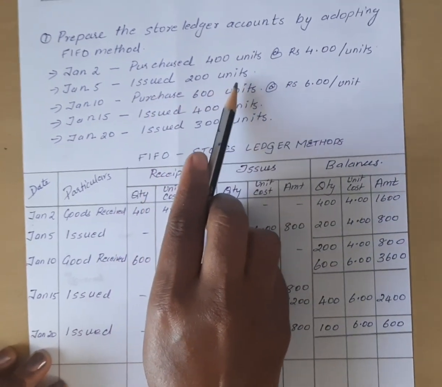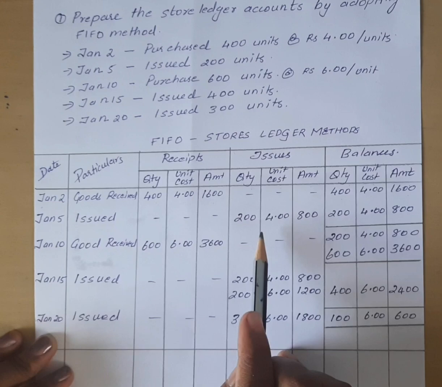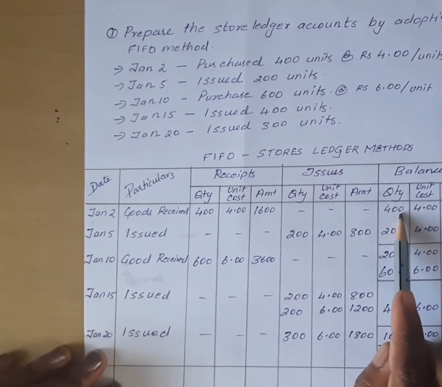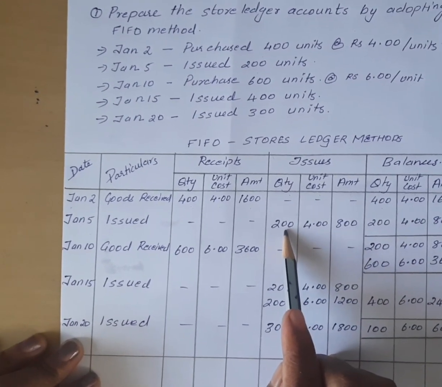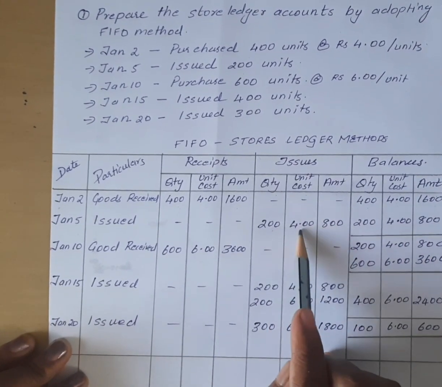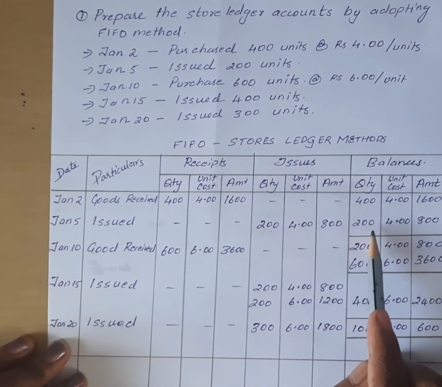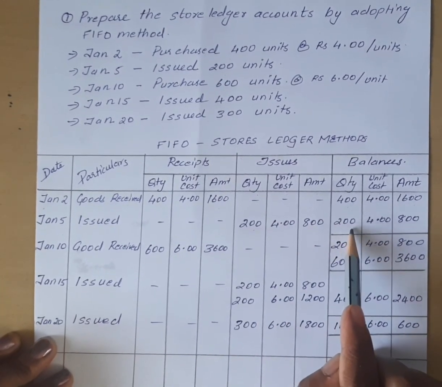Next, on January 5th, what are they doing? They are issuing 200 units. So go to the issue column. How much do you have to issue? 200. What is the available balance in our store? 400. So from this 400 you are issuing 200 units at the rate of 4 rupees. 200 into 4, you will be getting 800. Now what will be the balance after issuing 200? That is 400 minus 200. So the remaining balance is 200.